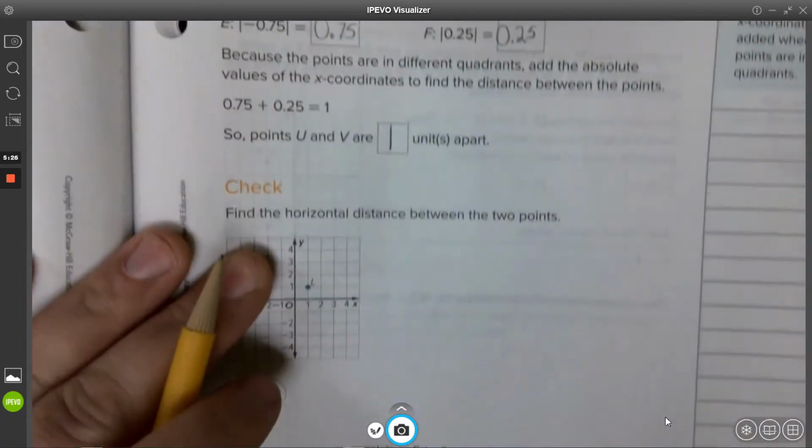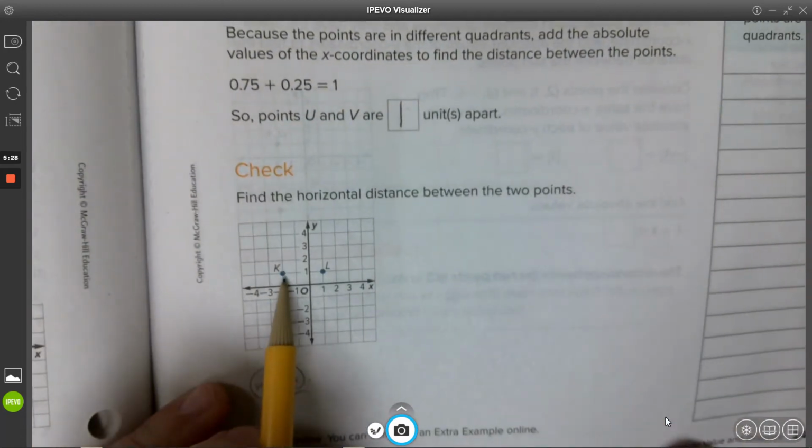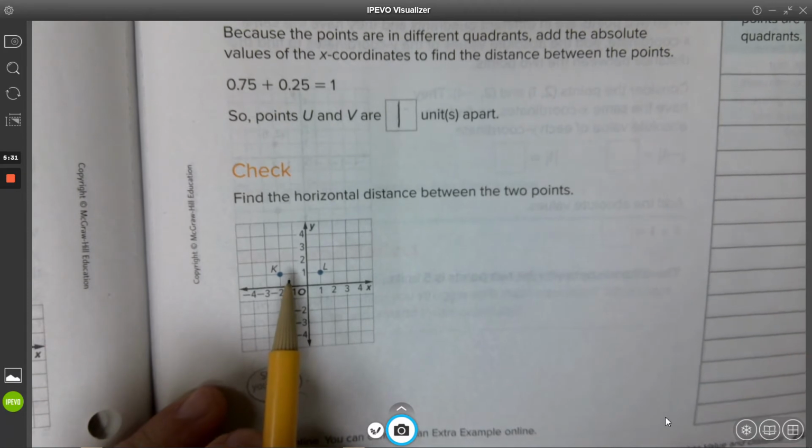Once again, let's do our check. Same thing you do. Pause this and see how you do, and then we will compare.